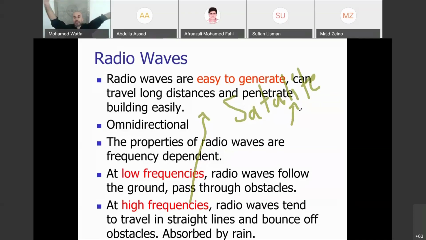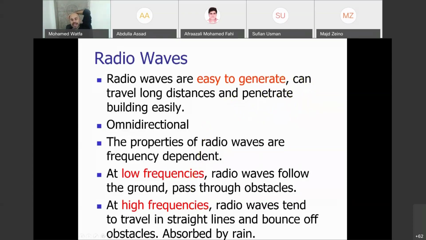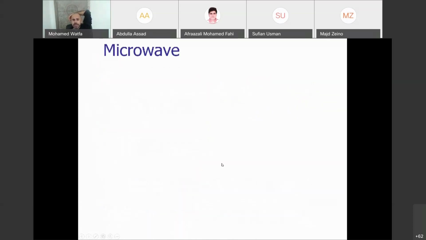Because we have a poor signal, right? Why? Because the signal is being absorbed by rain. That's the basic idea. Radio waves even. You see the connection goes bad when we have bad weather conditions, because I'm working at a high frequency. Obviously, if I'm working at low frequency, that should be easier.